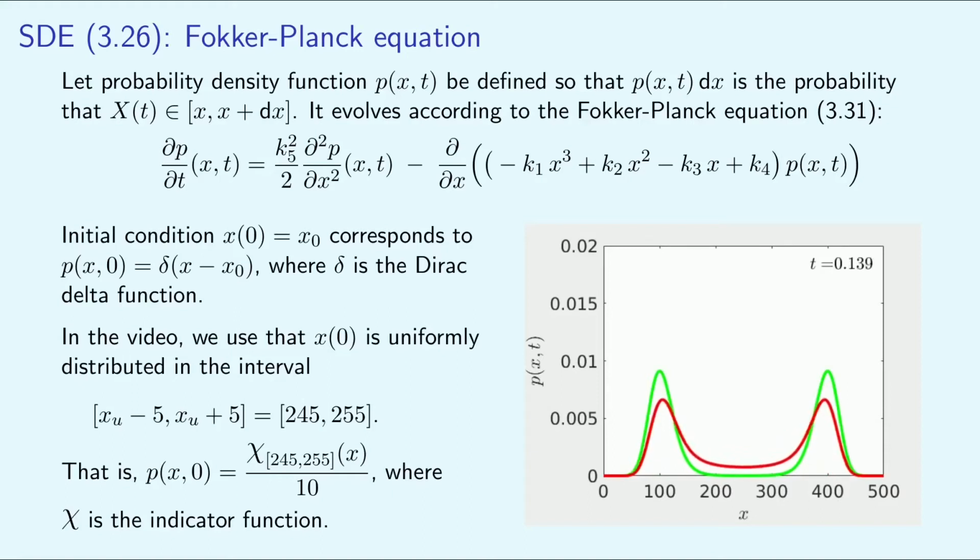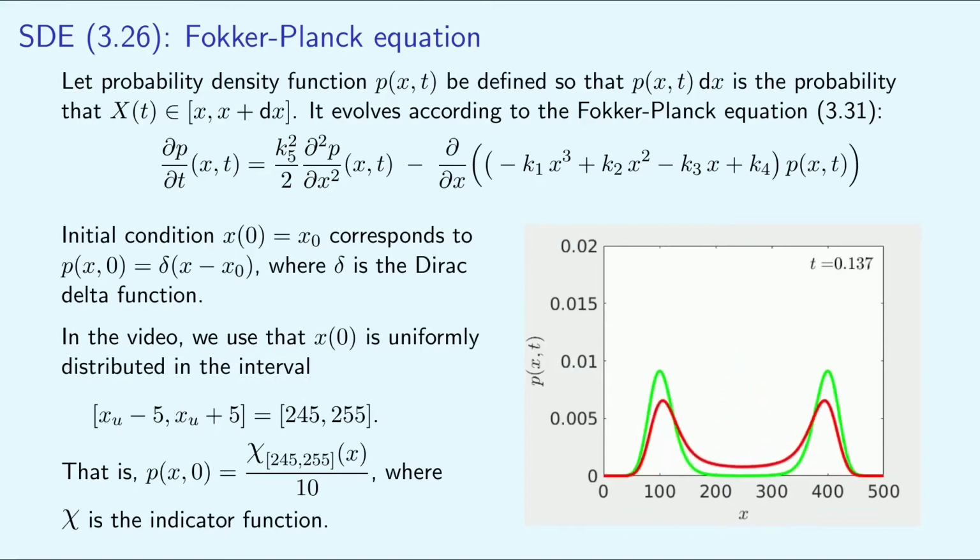That is, we assume that our initial probability density function is the indicator function of the interval 245 to 255. The time-dependent probability density function p(x,t) is visualized as the red line, while the stationary distribution is plotted as the green line. Starting with this initial condition, you can see that the probability density function p(x,t) converges to the stationary distribution, and the lines become indistinguishable within a relatively short time interval of length 0.5.